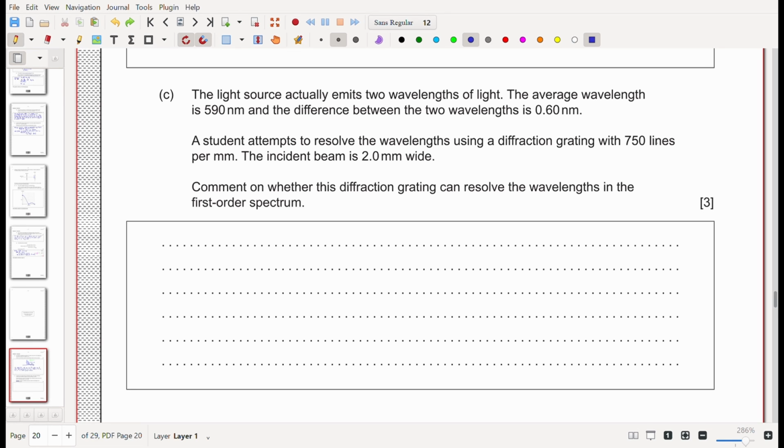So to do this, let's start off by writing out the values, as always. Lambda average is equal to 590 nanometers. Delta lambda, which is the difference between the wavelengths, is 0.6 nanometers. And the number of slits per millimeter is 750. And width is equal to 2 millimeters.